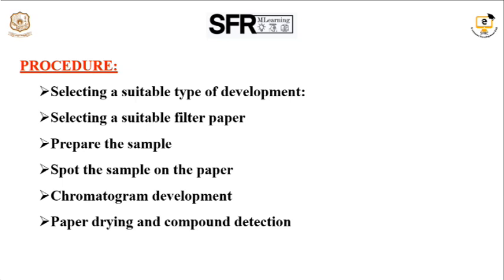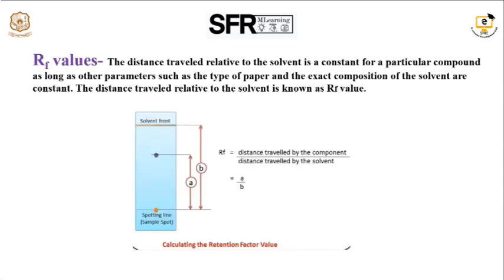The next step is paper drying and compound detection. Once the chromatogram is developed, the paper is dried using an air dryer, and a detecting solution can be sprayed on the developed chromatogram paper and dried to identify the sample spots. And then last, after drying the paper, we calculate the RF value.